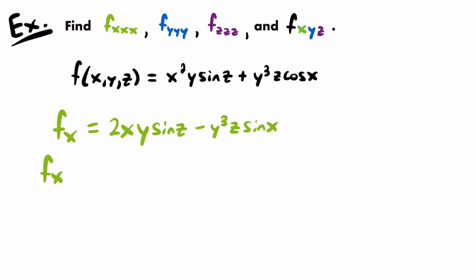So that would be f_xx. We have to find this first before we can find f_xxx. And so let's work on that. We need to take a derivative with respect to x again, but now of f_x.